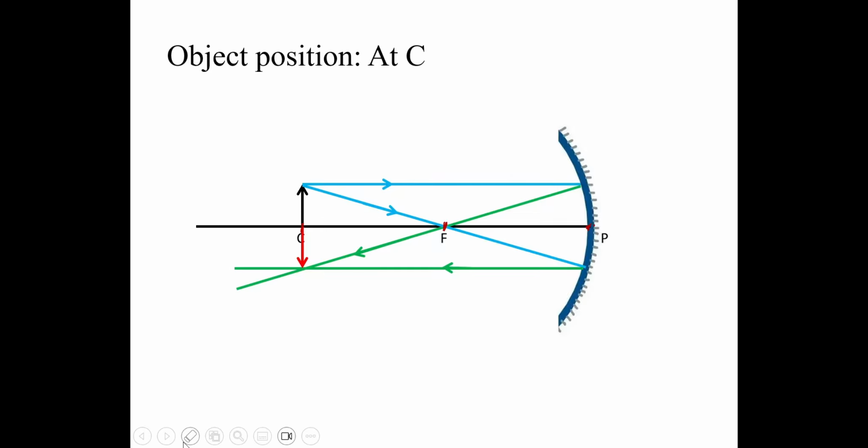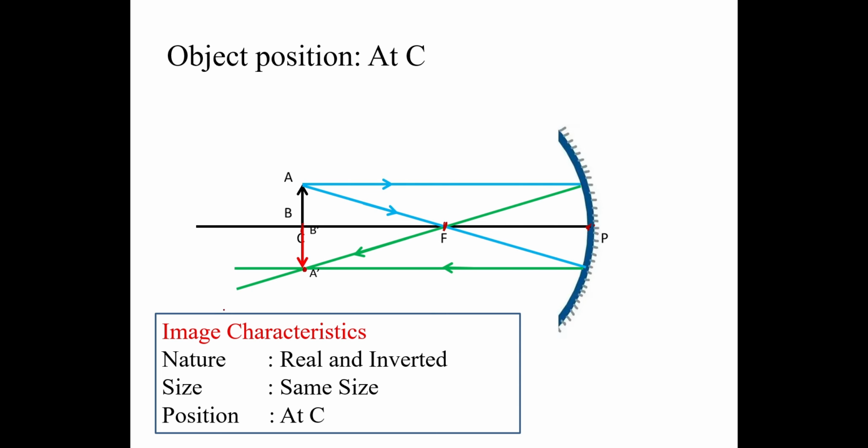Since this is the meeting point, you will get the image at this point. This is the meeting point. Now tell me, what are the characteristics? Whenever I say image characteristics, you should write the nature, size and position.